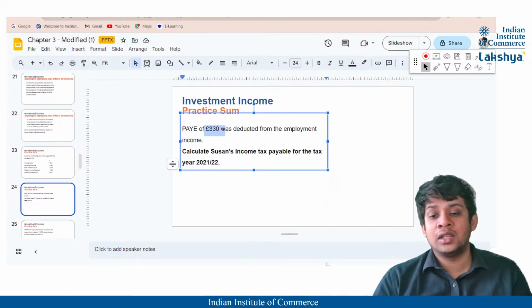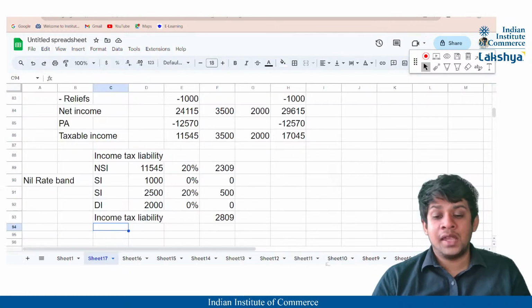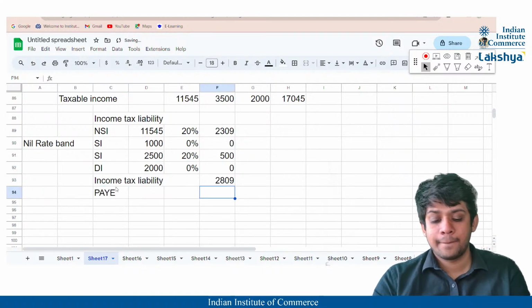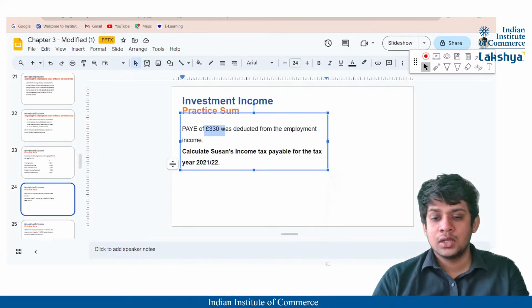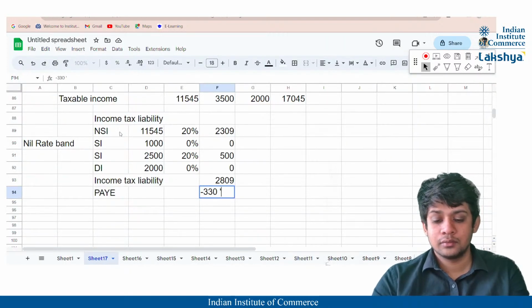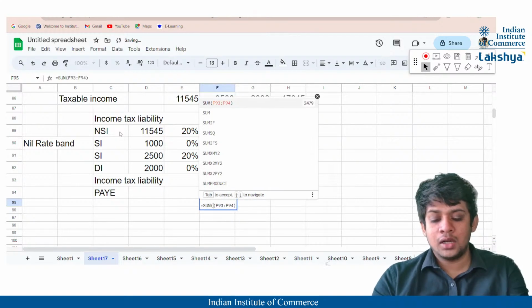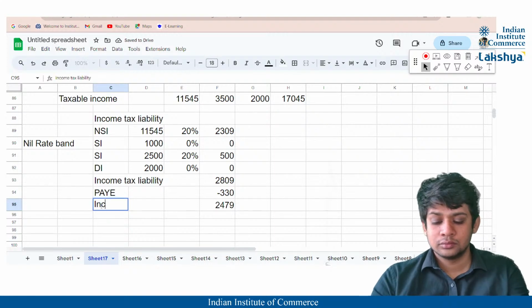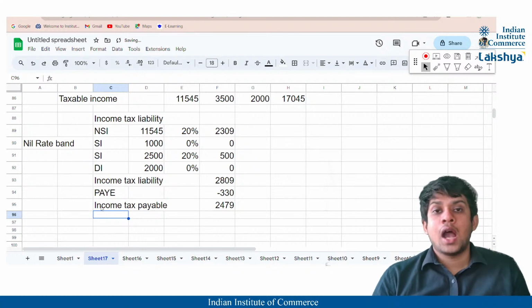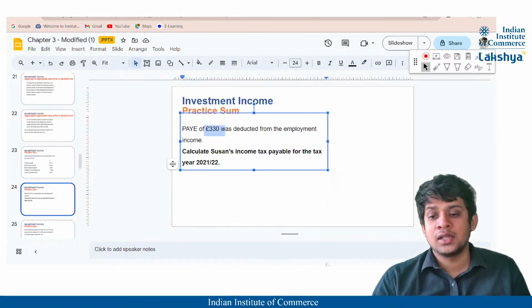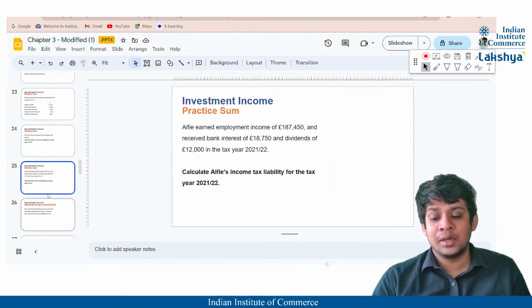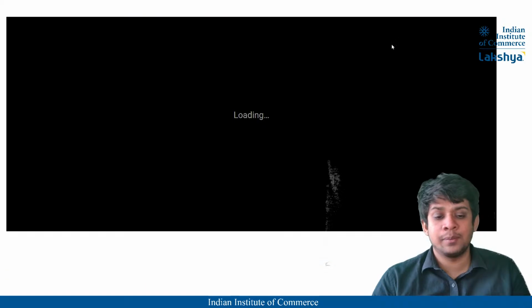And from that, I've also paid 330 pounds as my PAYE. Okay, PAYE, 330. So the remainder will be my income tax which is payable for the year. Okay. I hope the sum was clear start to end, guys. And I hope that the chapter is almost clear to you all. Now you all can do this sum by yourself because it is quite straightforward and simple.